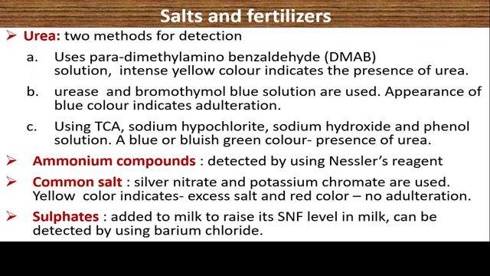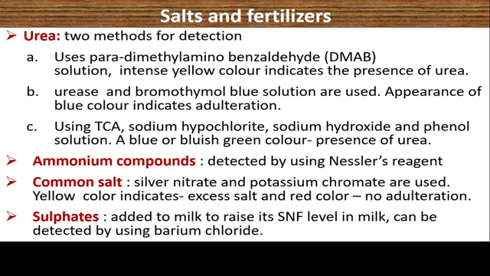Next, the salts and fertilizers. Urea. For detecting the presence of urea, 3 methods are used. Mainly 2 methods are used. One more additional step is here. The first one uses para-dimethylaminobenzaldehyde or DMAB solution. Intense yellow color indicates the presence of urea.